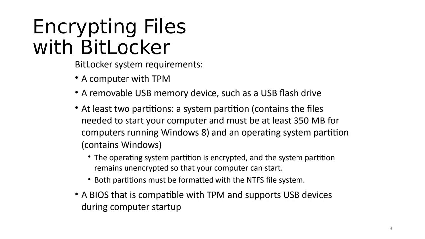You will notice the first partition is your system partition. This contains the files to start your computer. This we cannot encrypt. It should be at least 350 MB according to your OS. Then you need another operating system partition which contains Windows. This one can be encrypted. Both of them should be NTFS format. Also, your BIOS should support BitLocker.